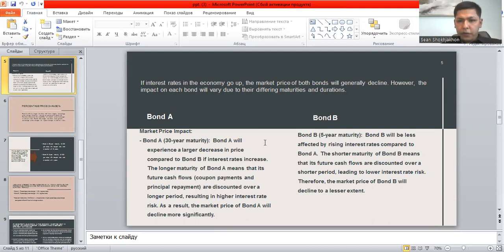Then if we look at bond B, 5-year maturity, bond B will be less affected by rising interest rates compared to bond A, because the shorter maturity of bond B means that its future cash flows are discounted over a shorter period, leading to lower interest rate risk. Therefore, the market price of bond B will decline to a lesser extent.